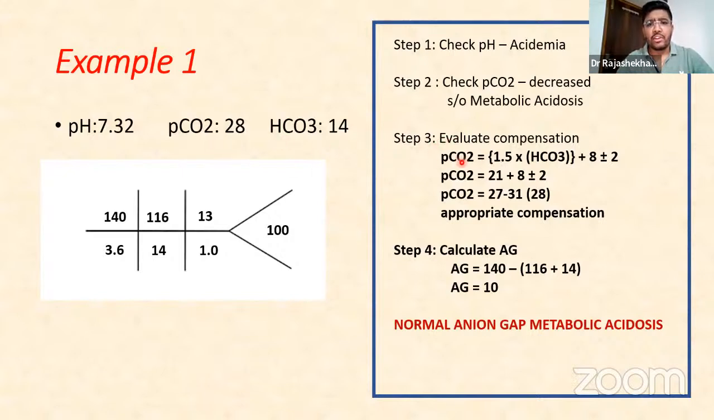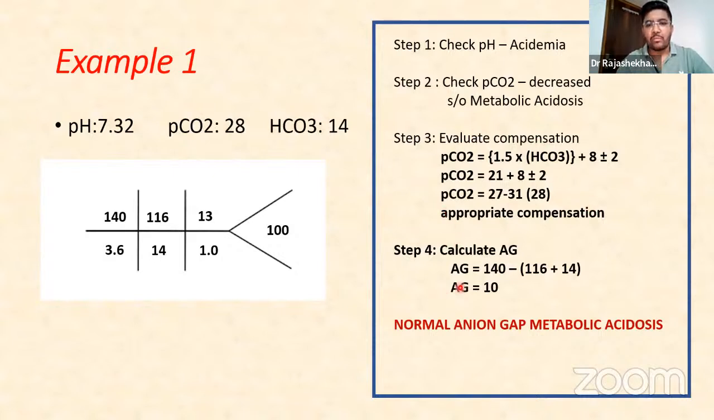As I told you, with the Winter formula, the predicted carbon dioxide is 1.5 times the bicarbonate plus 8, plus or minus 2. So PCO2 comes here 27 to 31. That in our patient is 28. That is in the normal range. So compensation is appropriate here.